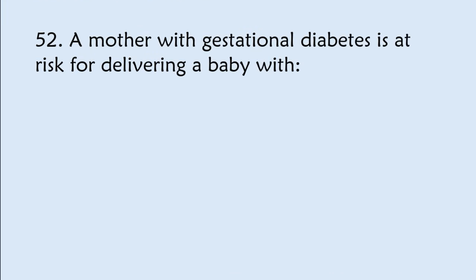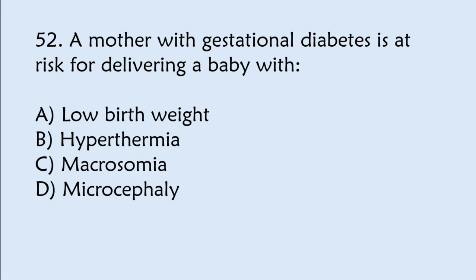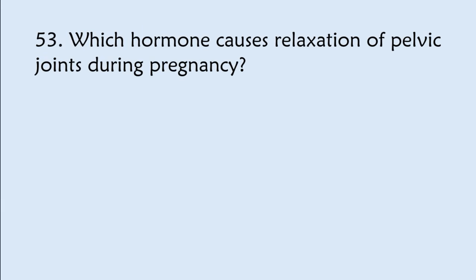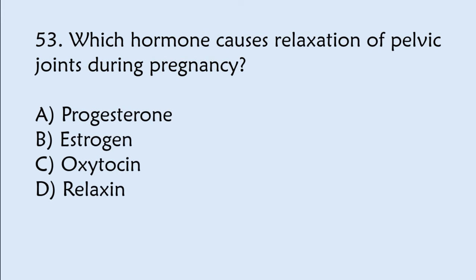A mother with gestational diabetes is at risk for delivering a baby with low birth weight, hyperthermia, macrosomia, microcephaly. Correct answer is option C, macrosomia. Which hormone causes relaxation of pelvic joints during pregnancy? Progesterone, estrogen, oxytocin, relaxin. Correct answer is option D, relaxin.